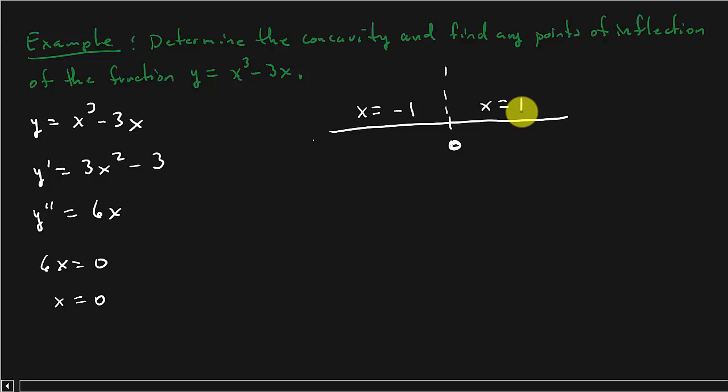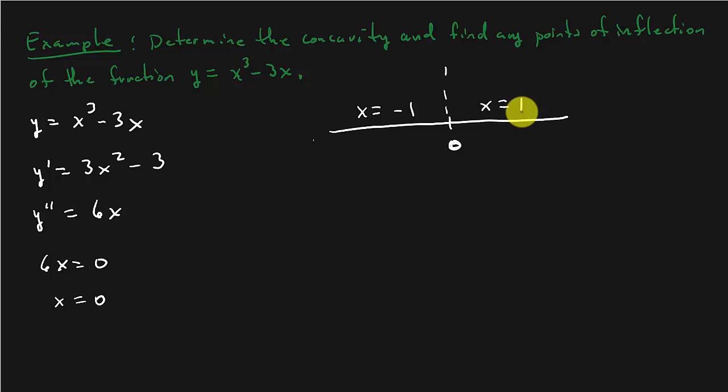So you can see this is similar. It's just like what we were doing when we were determining where it is increasing and decreasing. The only difference is we're doing it with the second derivative instead of the first derivative. We're basically doing the same thing.